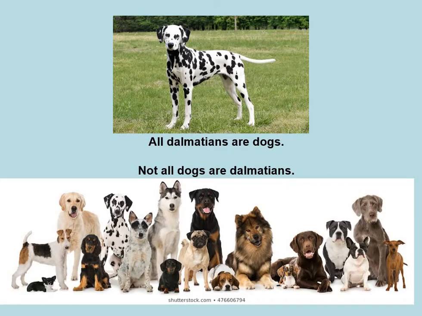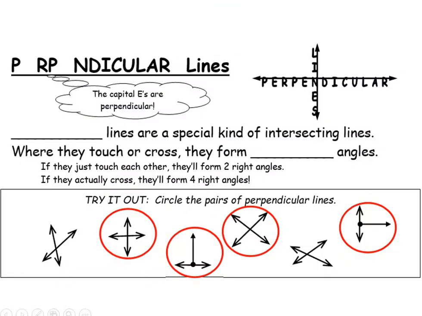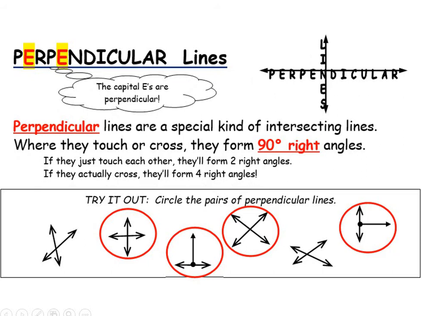Now, before I move to the last type of lines, I do want to just point out the logic behind these. So this might seem kind of random here, but if you think about the definition of a Dalmatian, and then you think about the definition of the dog, Dalmatian is a specific term, dog is a general term. So we can truthfully say that all Dalmatians are dogs because Dalmatians are a specific type of dog. But we can't turn that around and say that all dogs are Dalmatians because a Dalmatian, again, is a more specific term. So following that logic, our last type of line is called perpendicular lines.